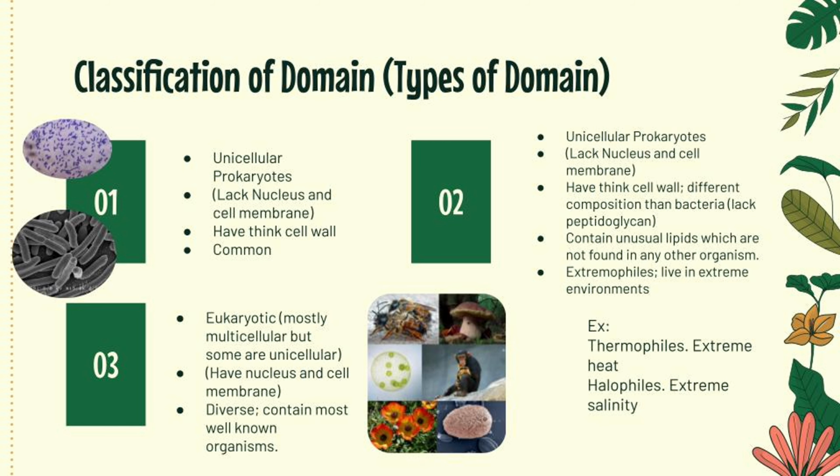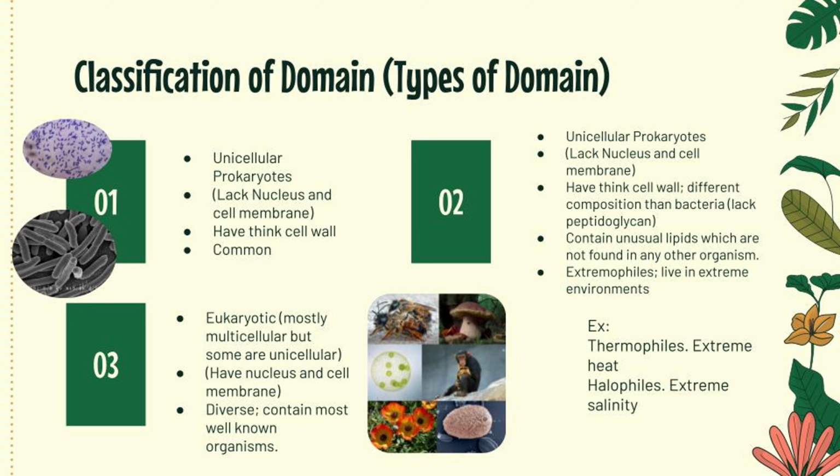In bacteria, they're unicellular prokaryotes, which means they lack a nucleus and a cell membrane, and they have a thick cell wall. As for archaea, it's a unicellular prokaryote as well, but the cell wall is different in composition than that of the bacteria. It lacks a certain element, and I've listed the name of it, and it contains unusual lipids, and the organisms in this domain live in extreme environments, so they're known as extremophiles. Basically, for example, you have thermophiles or halophiles, and I've listed a few other examples.